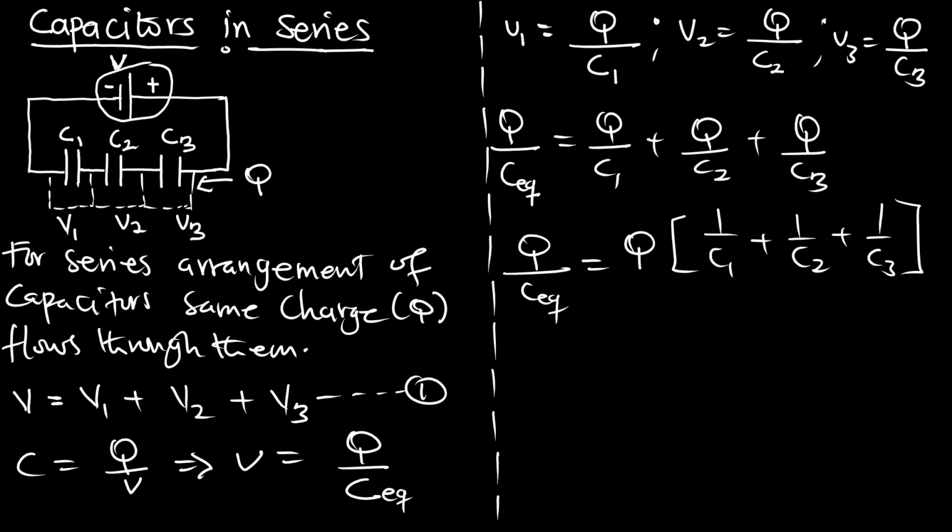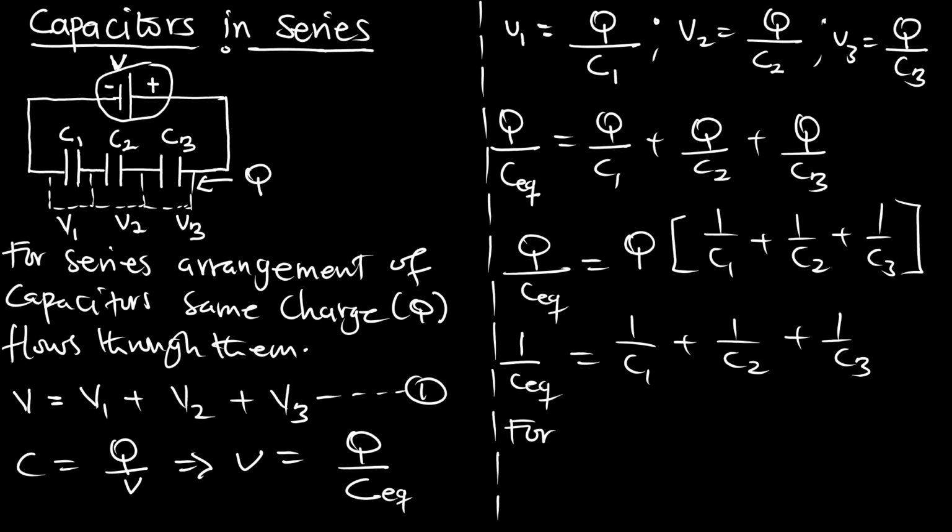We can also divide both sides by Q such that this Q is going to cancel out. So in all, we are going to have our equation as 1 on C equivalent equal to 1 on C1 plus 1 on C2 plus 1 on C3. Are we okay? So this is how we find the equivalent capacitance for series arrangement of capacitors. This is also similar to the parallel arrangement of resistors. So they are opposite to each other. Are we okay? So you can remember one and use the idea to deduce the other.